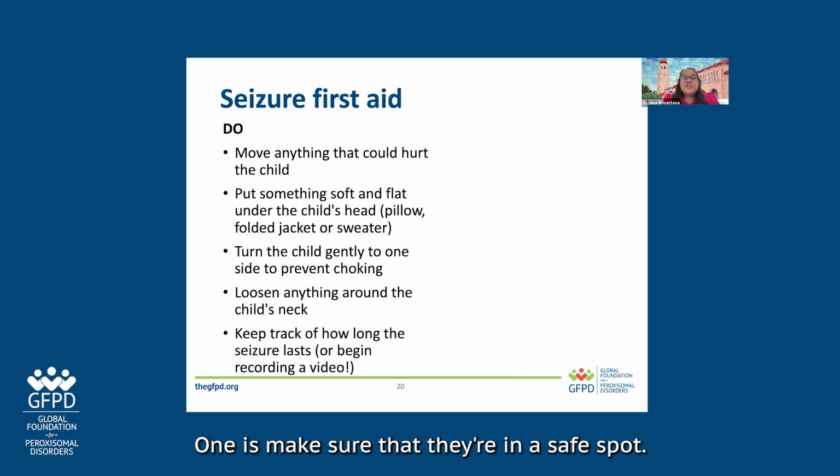One is make sure that they're in a safe spot. If they're in a chair, it may be better to put them gently on the ground if it's possible. If they're on the floor, sometimes it can be helpful to put something soft under their head, as shown here. It can be helpful to put them on their side to prevent any choking.